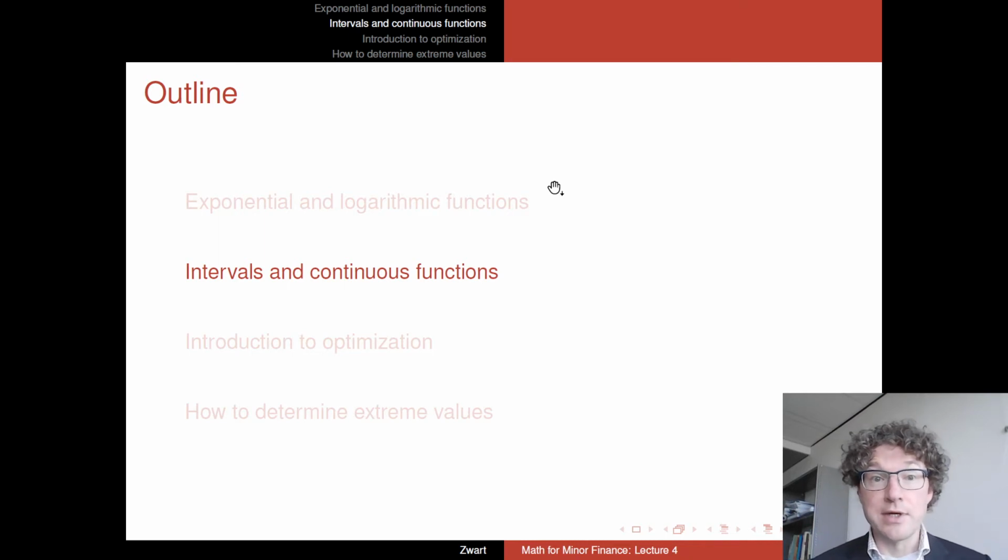So then let's go to optimization. But before I can start this, I want to briefly recall some notation that we looked at a bit before, which is interval notation, and then I would like to point out what a continuous function is. And then we can go to the optimization itself.